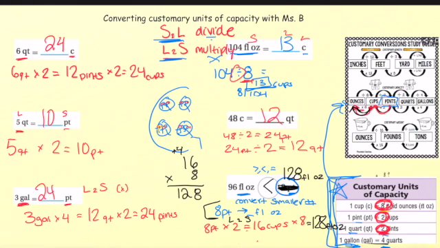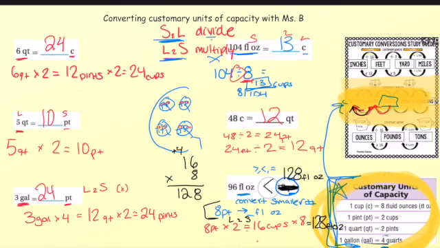So remember, when you are converting customary units of capacity, this chart, the one with the purple that I'm circling right now, is always going to be given to you. And I'm showing you how it's the same thing as up there. It's just written a little bit more clearly. So it doesn't matter which chart you use as long as you go step by step for these conversions.